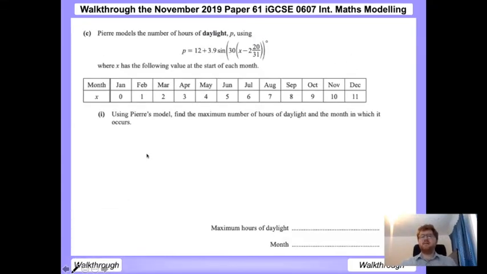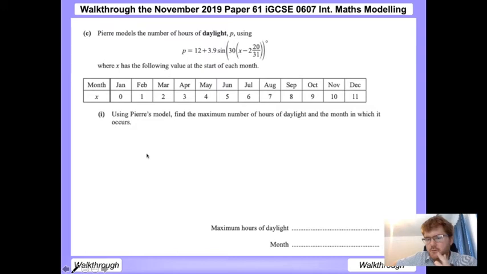Okay, now at this point we're actually given a model, which is very, very nice. Could have given us it earlier, but never mind. And you see the model here is a sinusoidal model, so it's using sine here to represent this situation, where X represents the start of each month. But notice January doesn't start at 1, it starts at 0, which is why December is at 11.